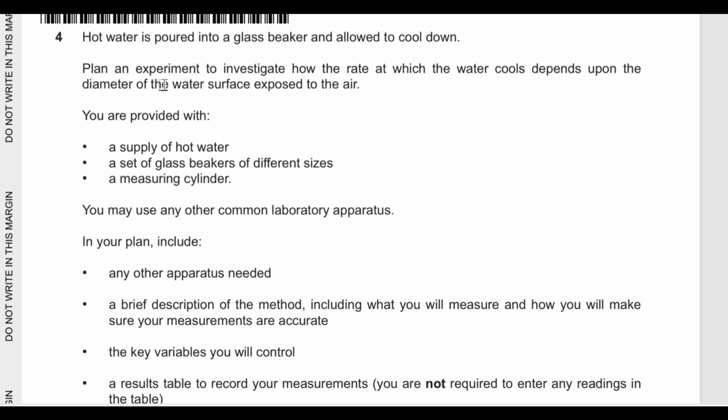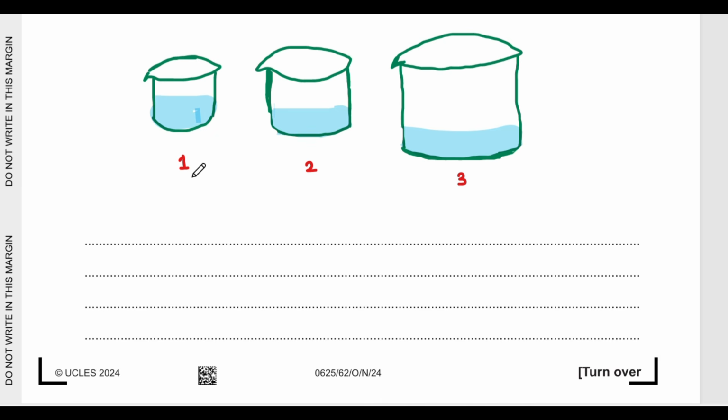Here we have question number 4. I will not read it out and I will just tell you by doing it step by step. Basically, we have same volume of hot water in every beaker and each beaker has different surface area or you can say different diameter, and we will check the effect of diameter of beaker on cooling rate of liquid.